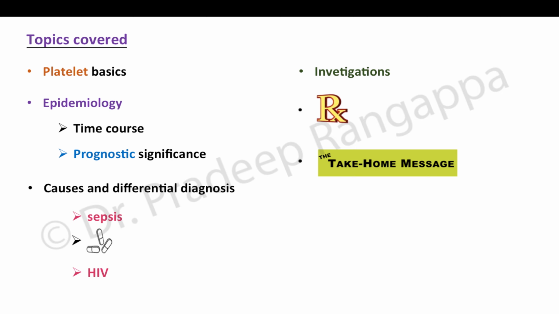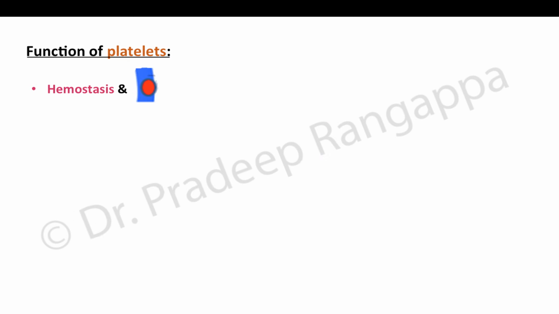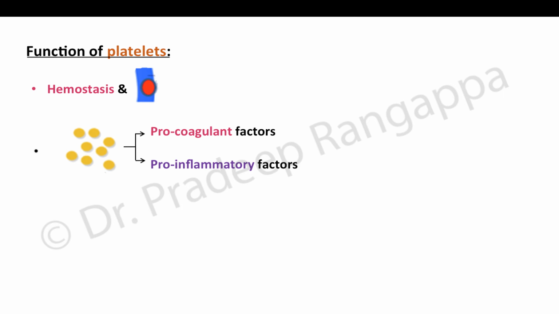Which would predominantly fall into sepsis, drugs, and HIV, investigations, treatment, and take-home message. So when you look at the function of platelets, predominantly it has two functions. One is hemostasis, which is to stop bleeding, and the other is a prothrombotic state. So it can create thrombosis in major blood vessels, including veins and arteries.